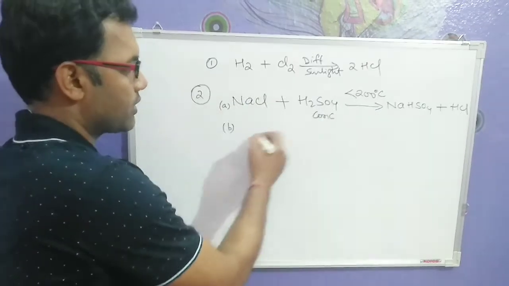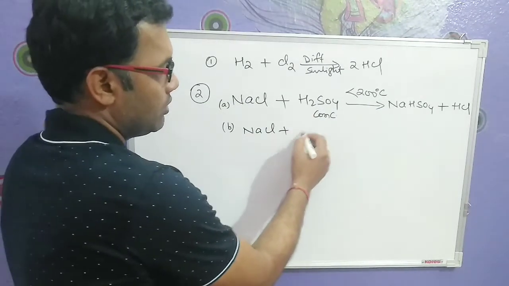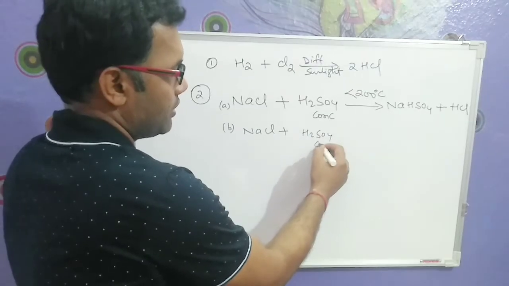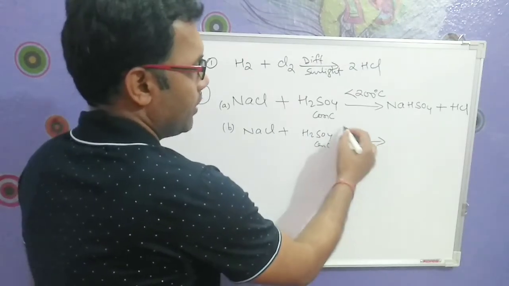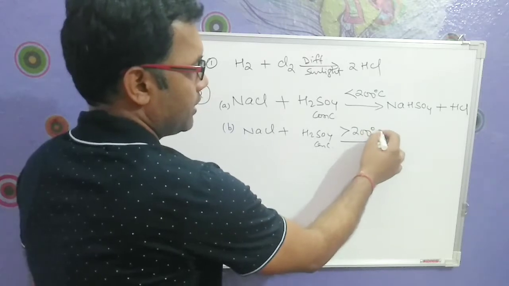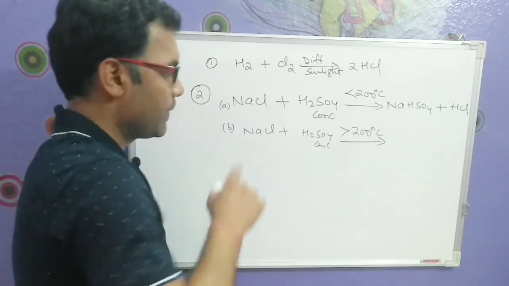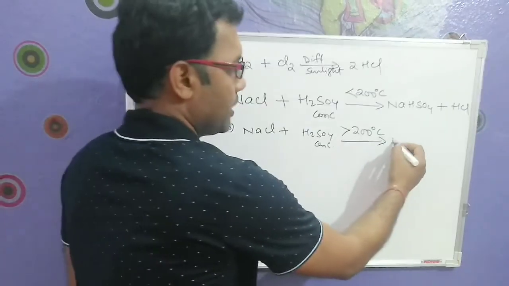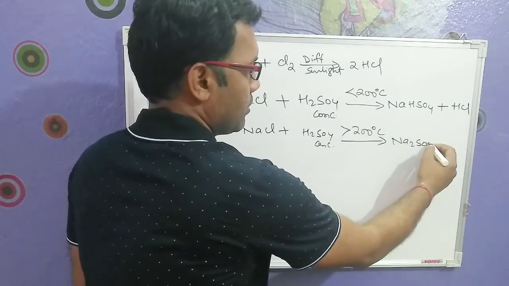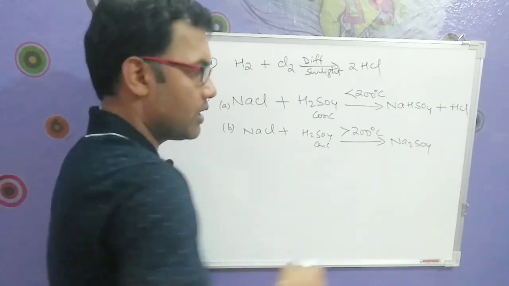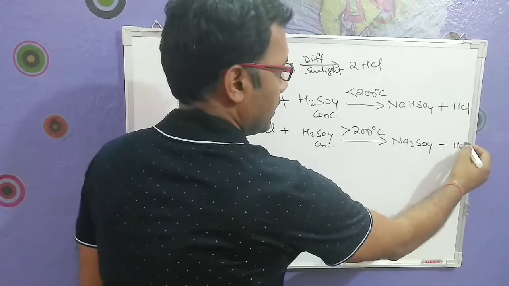Second case, the reactants are the same, only the difference is when we provide a temperature greater than 200 degrees centigrade, then the reaction takes place, but there is a formation of salt, that is sodium sulfate plus HCl.